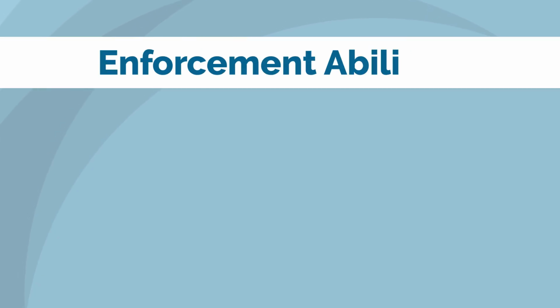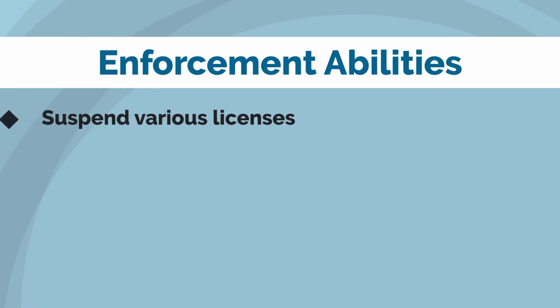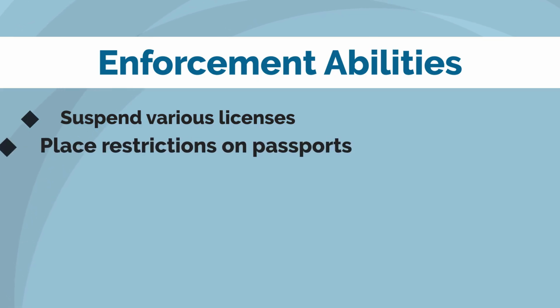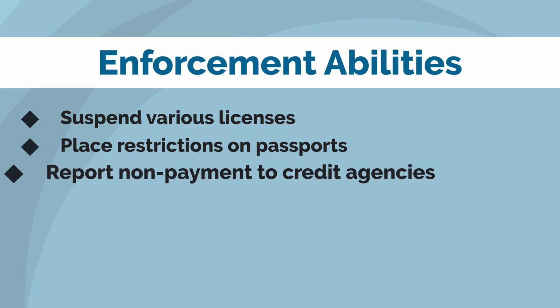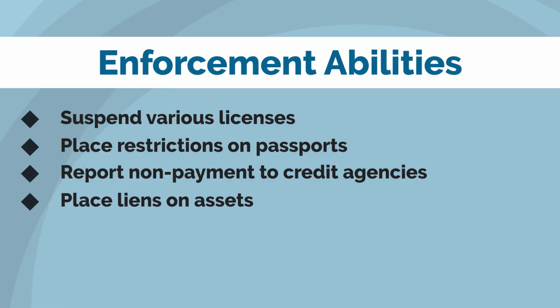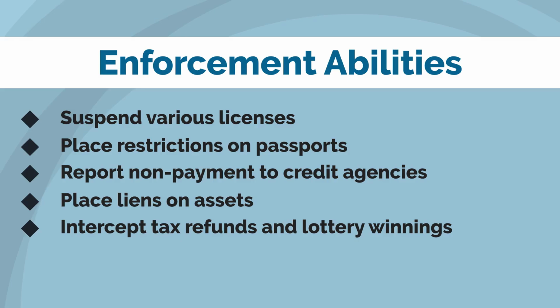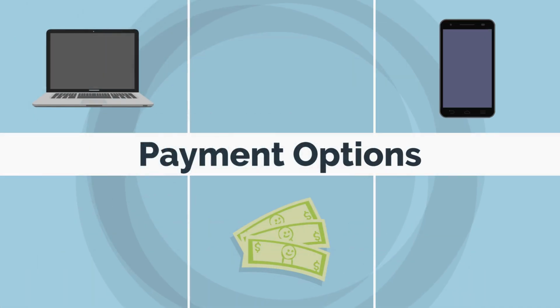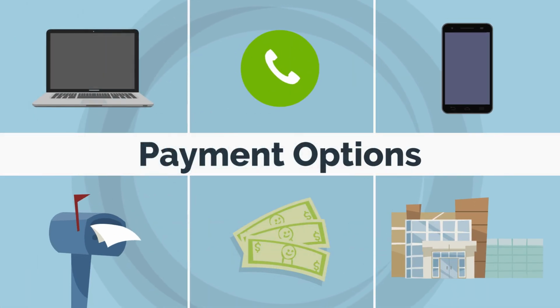The Department of Child Support Services has many enforcement abilities to encourage payment of child support orders. The department can suspend a variety of licenses due to unpaid child support. They can also place restrictions on passports, report non-payment to credit agencies, place liens against assets, and intercept tax refunds and lottery winnings. DCSS can also take further legal action, including filing for contempt, which may carry criminal penalties. DCSS also has a variety of payment options available.